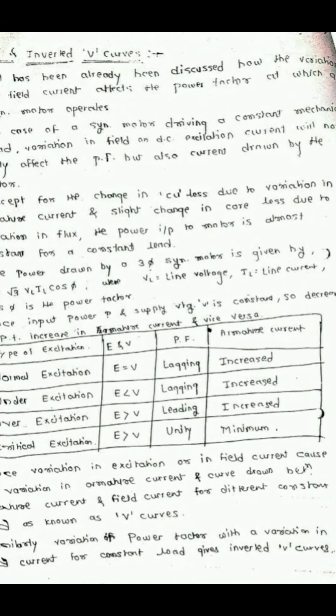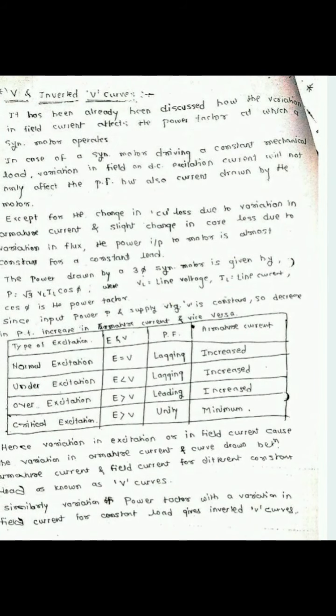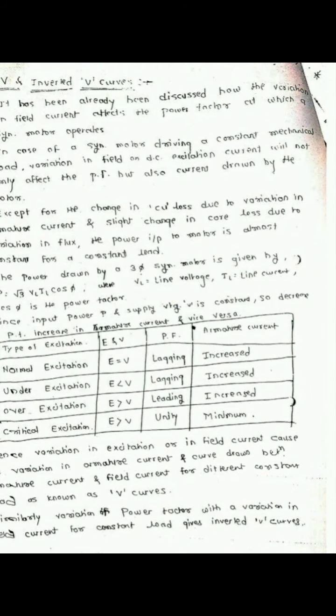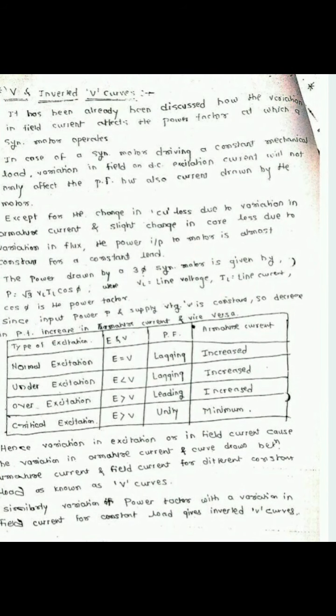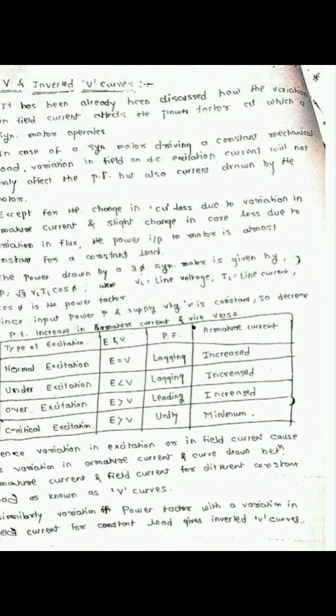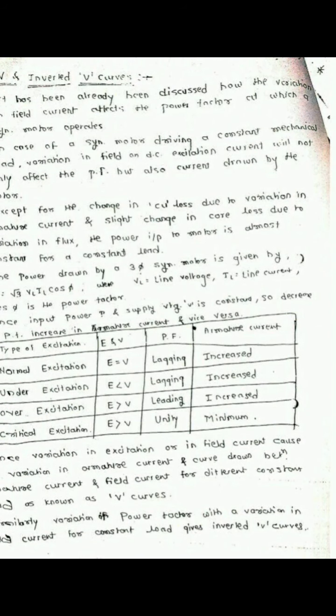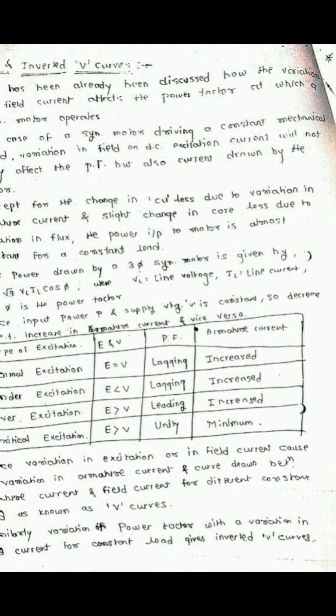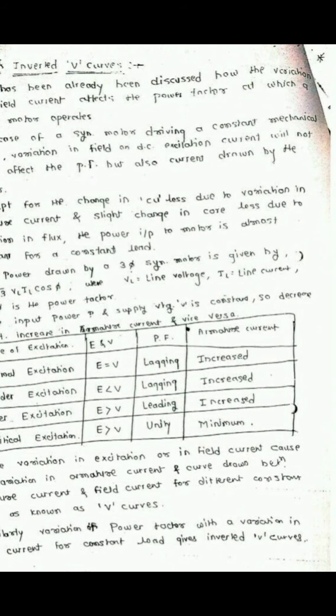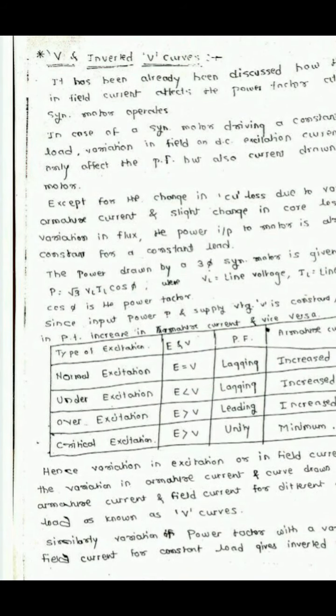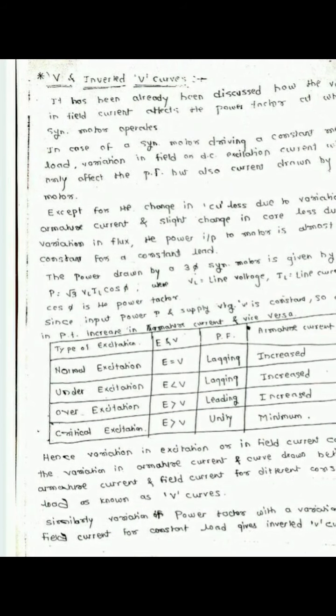This is the tabular form which gives the relationship of the change in excitation with respect to armature current. The first column is the type of excitation, and the second column gives E, the excitation voltage, and V, the terminal voltage. In that column we have E equal to V, E less than V, or E greater than V. Similarly, the third column shows the value of power factor, and the last column shows the value of armature current.